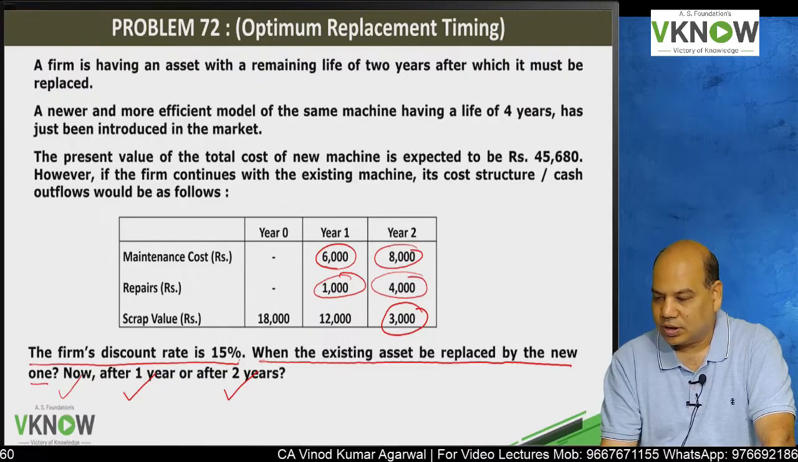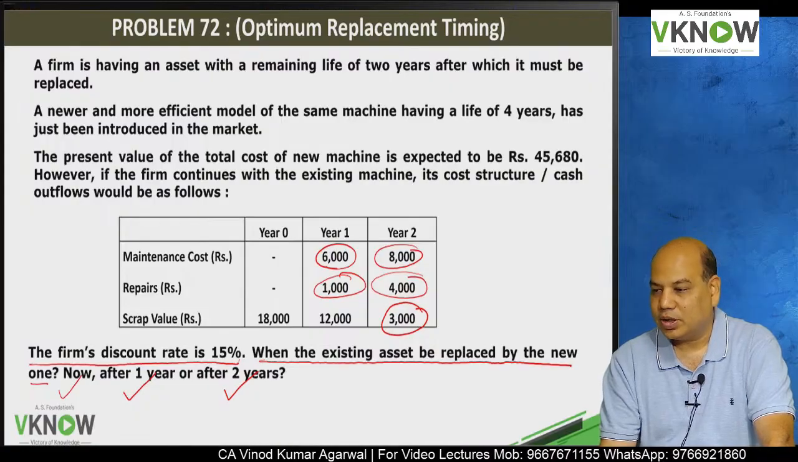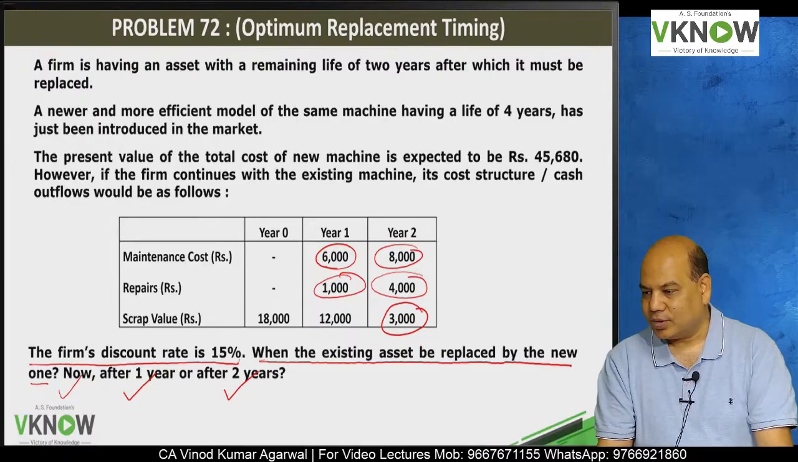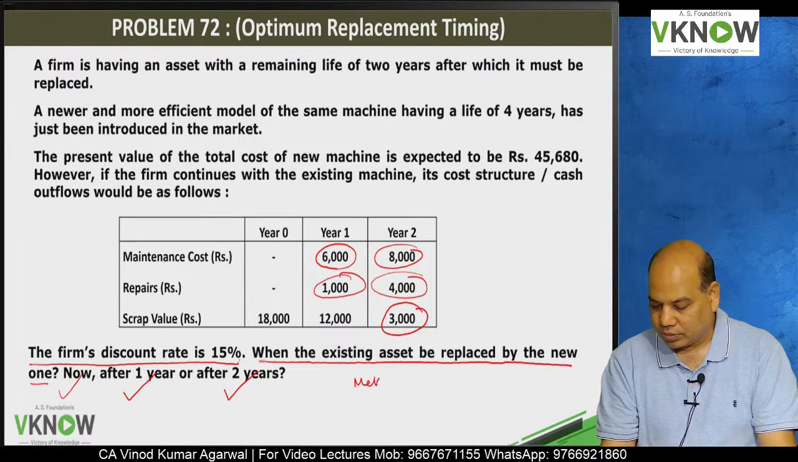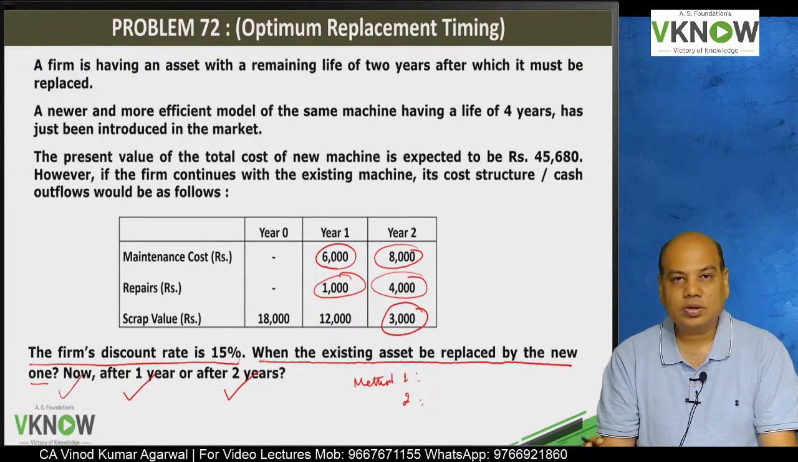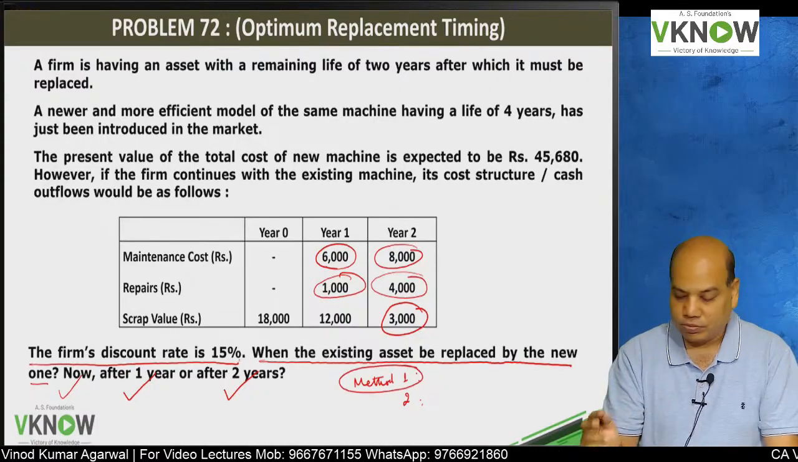Here we have an existing asset and we want to know when it should be replaced. So tell me, how do I solve it? I will solve this question by 2 methods. Method 1, method 2. Understand method 1 first. I am going to explain, then I am going to dictate also.